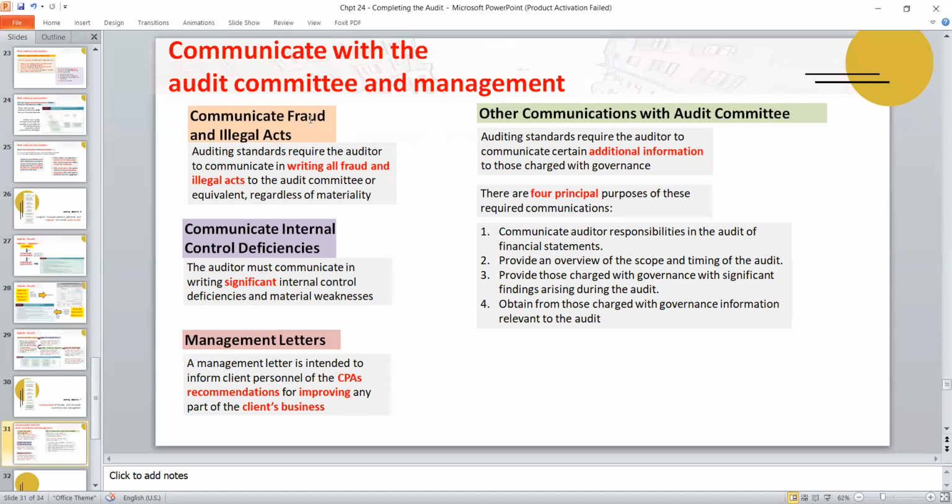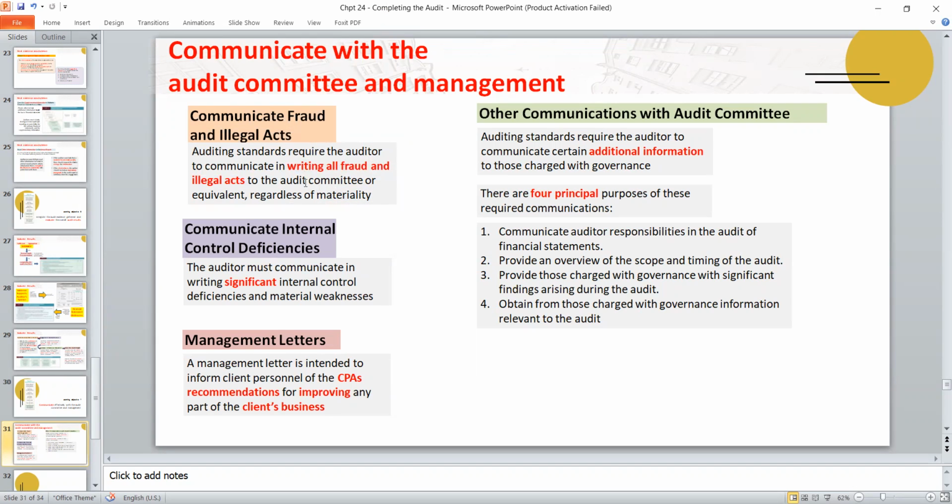Besides that, they will communicate all of the fraud and illegal acts. If you still remember, all of the fraud will be considered material, whatever the amount. Yeah, how much the amount, all of the fraud is material. So the auditing standard requires the auditor to communicate in writing all fraud and illegal acts. Writing, not oral, writing. To the audit committee, regardless of materiality.